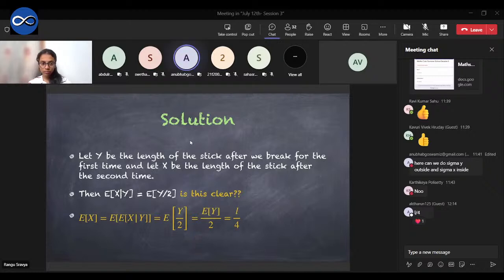How are we getting L by 2? Can you repeat once? The L by 2 part. Okay. What is E of y? E of y is the expected length of the stick after we break for the first time. Initially, the length is L. So on average, if you break anywhere, as we can break anywhere, on average what is the length we can expect? As the length is L, on average it would be L by 2 only, right? Okay, yeah. So let's go to the next one.